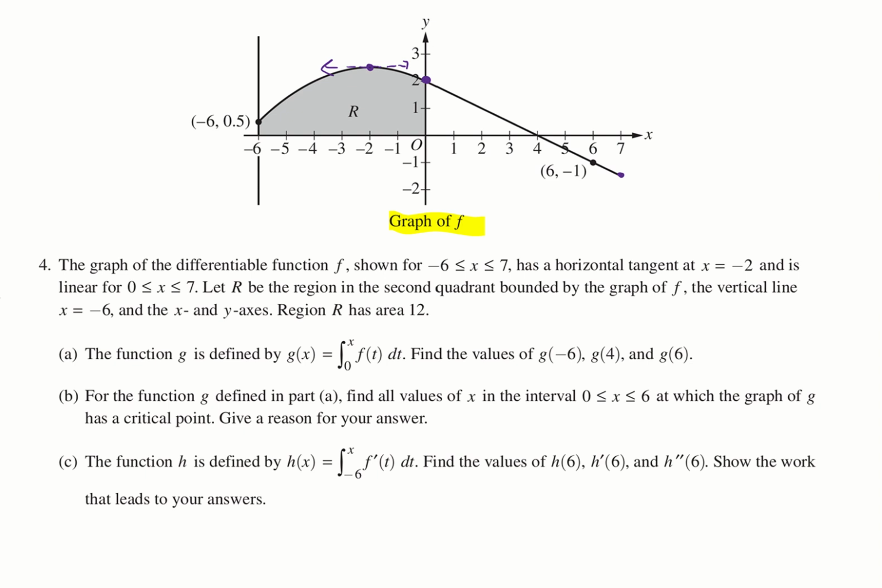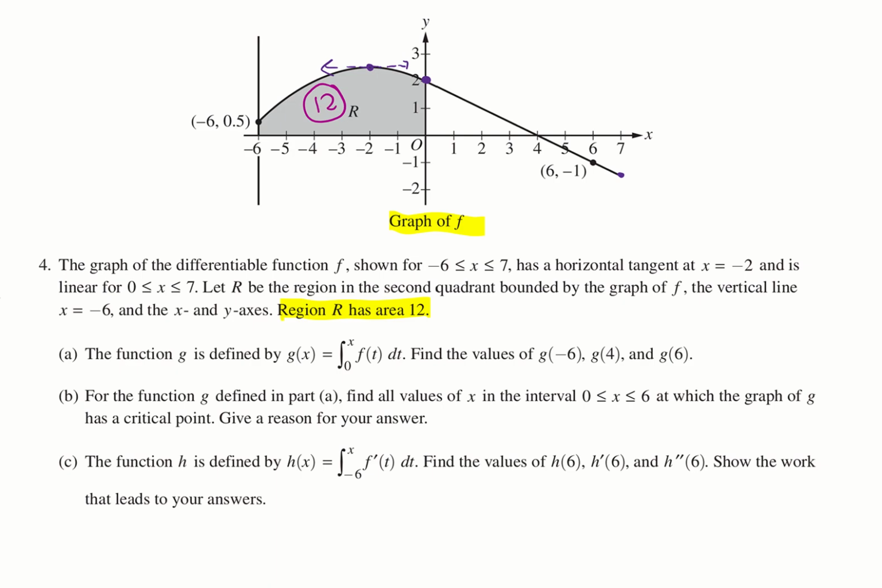R is the region in the second quadrant bounded by the graph of F, the vertical line x equals -6, and the x and y axes, and it's labeled on here. This is easy to miss. Region R has an area of 12. Now that's a positive 12. The reason I know it's positive is because the area that is bound is trapped above the x-axis.